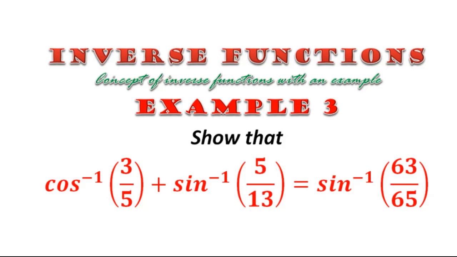Show that cos inverse of 3 over 5 plus sine inverse of 5 over 13 is equal to sine inverse of 63 over 65.